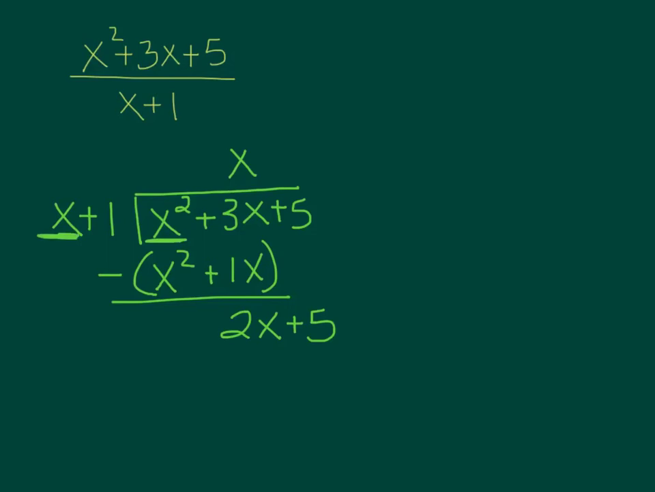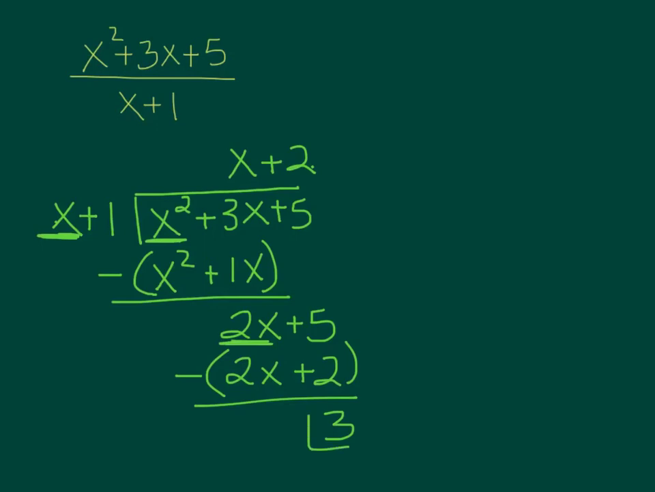Now we look at this x into this 2x. x goes into 2x 2 times. So we put a positive 2 right here. 2 times x is 2x. 2 times 1 is 2, and we subtract. 2x minus 2x is nothing. 5 minus 2 is 3. And we have nothing left to bring down, so this is your remainder.